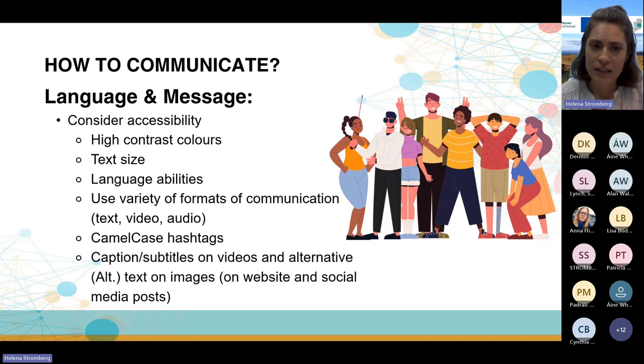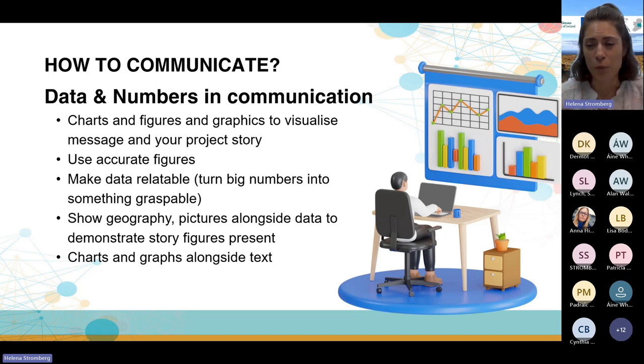Camel case hashtags are much easier to read than a long row of small characters. Always caption or subtitle your videos and your images. Do not assume that there is no one with a disability in your audience. Always make considerations in advance of your communications material to help everyone access your message better. So if we look out for everyone, it's helpful for everyone to get your message by considering those things.